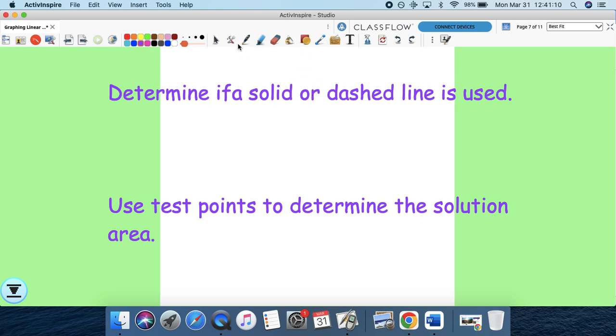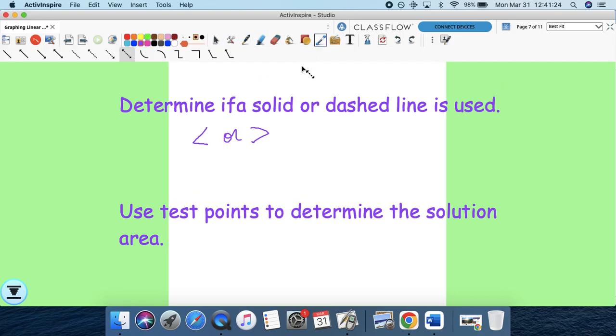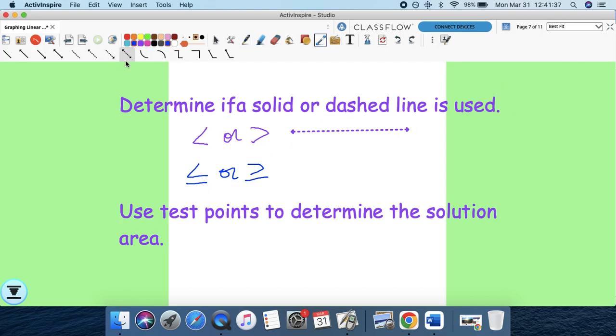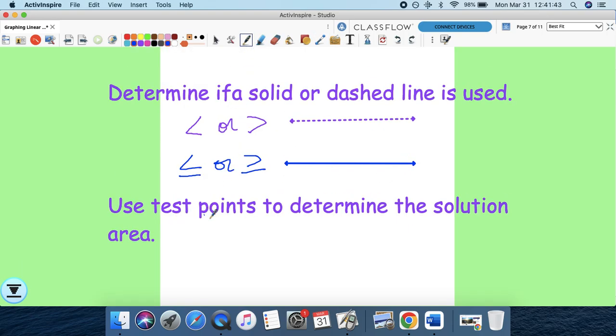So let's summarize what we've done so far. How do we determine if a solid or dashed line is used? Important: if it's less than or greater than without the equal sign at the bottom, I want you to use a dashed line. If you see a less than or equal to or greater than or equal to, I'd like you to use a solid line. And then you're going to use test points to determine the solution area. So I'm going to draw something like this. Let's say this was your line.